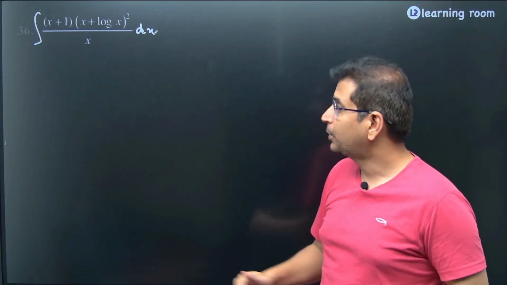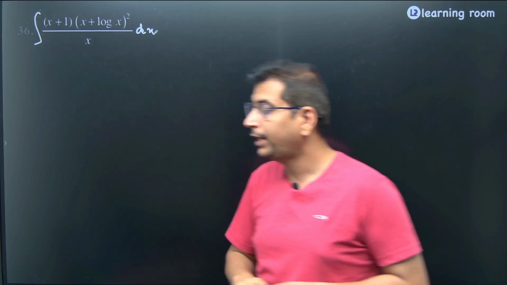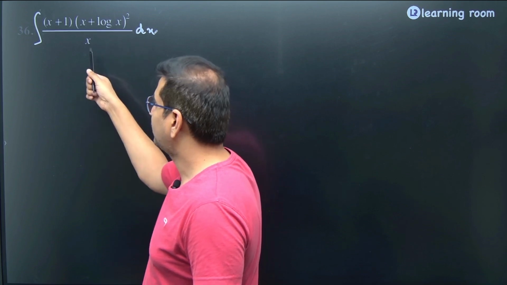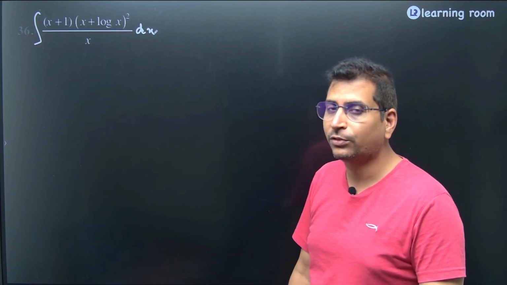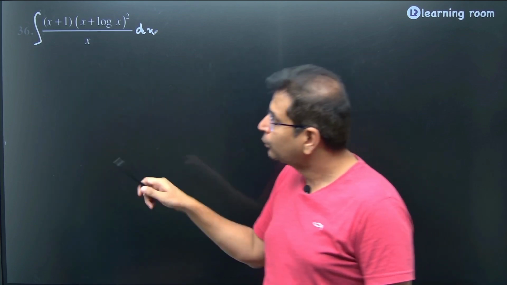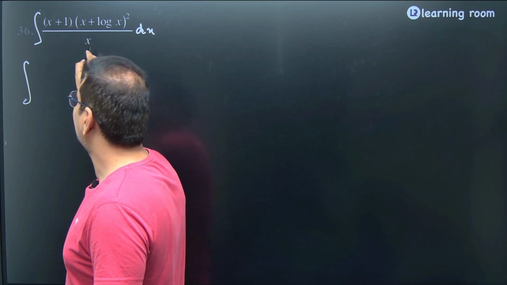Now the 36th question is the integral of (x + 1)(x + log x)² divided by x. So if you observe this, you have 1 by x and you also have log x, but we cannot take log x equal to t and proceed because we don't know what to do with this x + 1, right? So for that what we can do is, the integral of this (x + 1) by x is there, no?